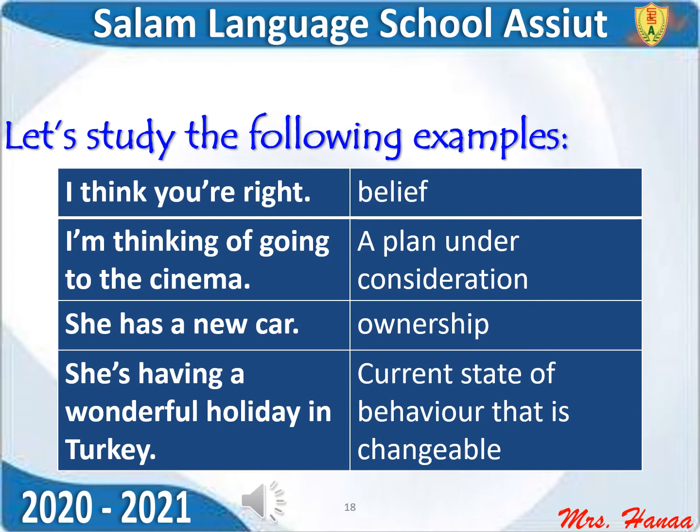Verb to have. She has a new car. It expresses ownership. When you have a car, you have a car and it continues for some time. She's having a wonderful holiday in Turkey. A current state or behavior that is changeable. So again, a verb that expresses a change should be dynamic.